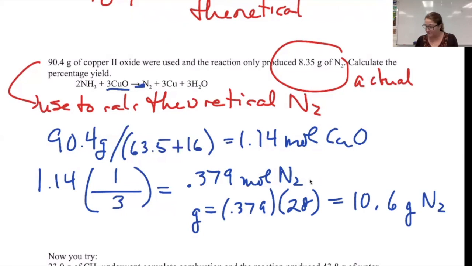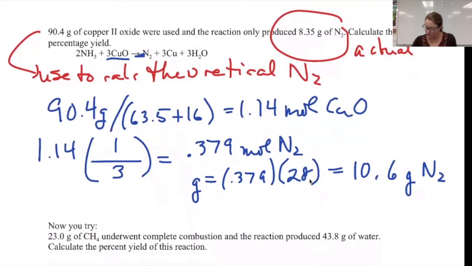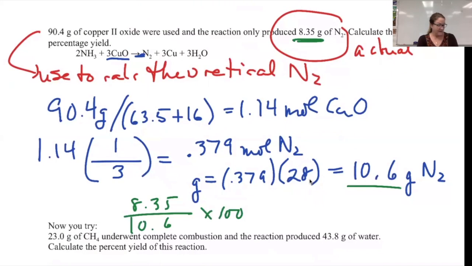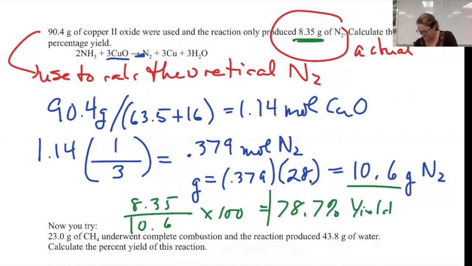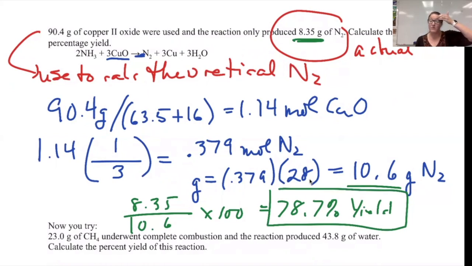So to calculate the percent yield, I'm going to do actual over theoretical times 100, or 8.35 divided by my answer times 100, which gives me a 78.7% yield. You should get a number less than 100 unless something's either wrong with the problem or you made a mistake.